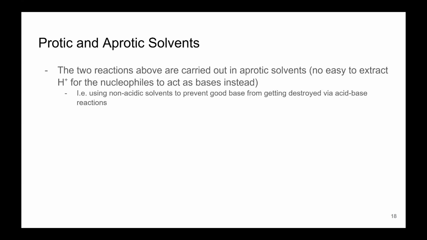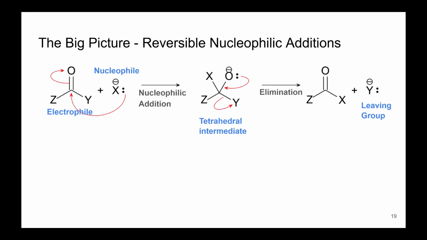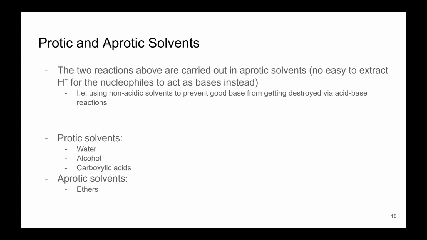That just means you are using non-acidic solvents to prevent the good base from getting destroyed via acid-base reactions. Your common protic solvents are water, alcohol, as well as carboxylic acid. Your aprotic solvents are usually your ethers. Ethers are things that look like this. There are no easy to extract protons, so you're pretty safe using ethers.